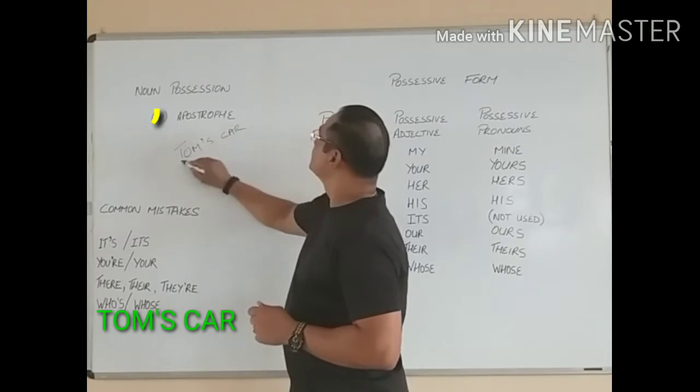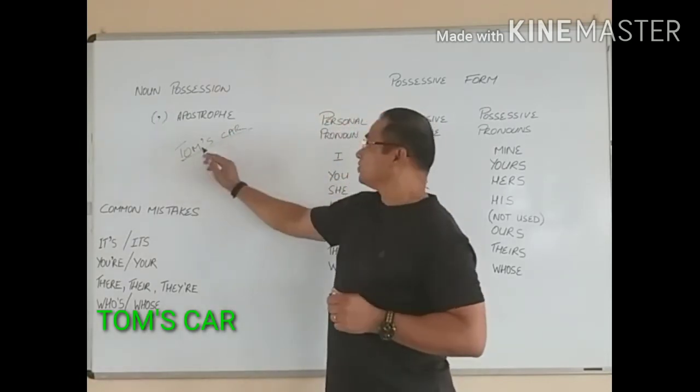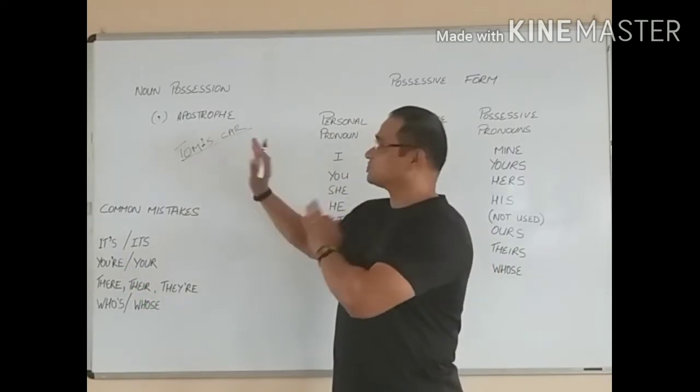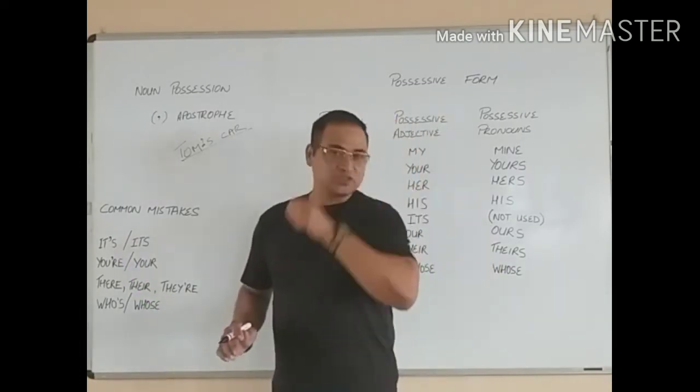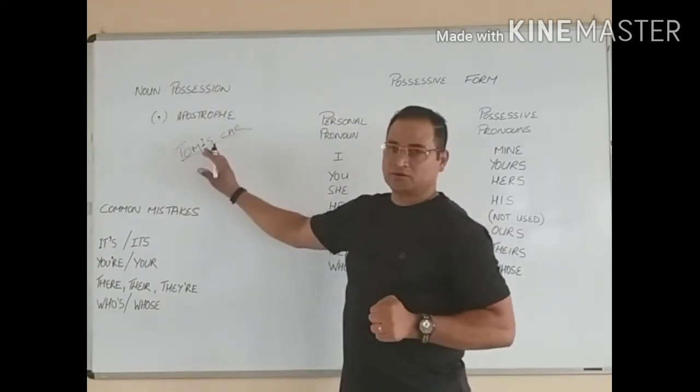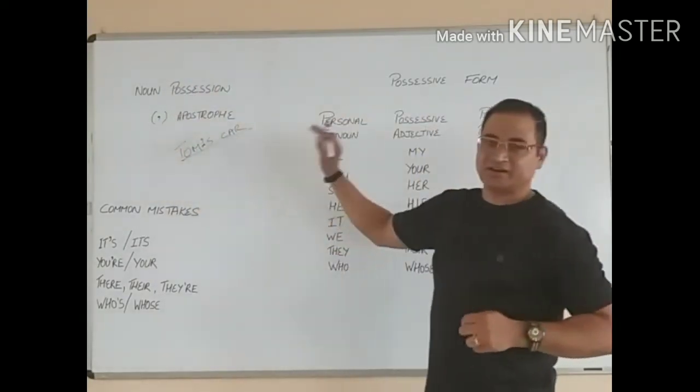car. So we see the car belongs to Tom when we use an apostrophe. It's simple and easy to understand from that much. Looking at the apostrophe, we know we're talking about noun possession. Using the apostrophe, it's very clear and simple.